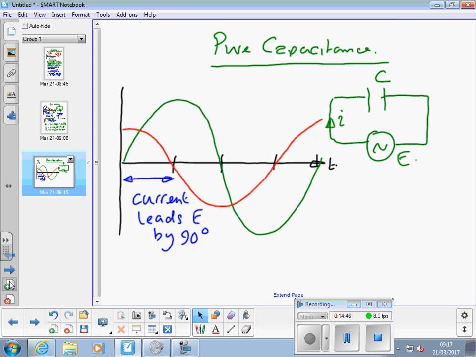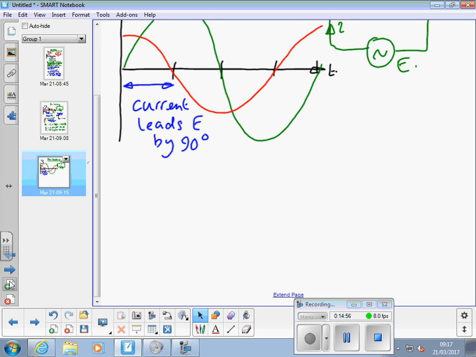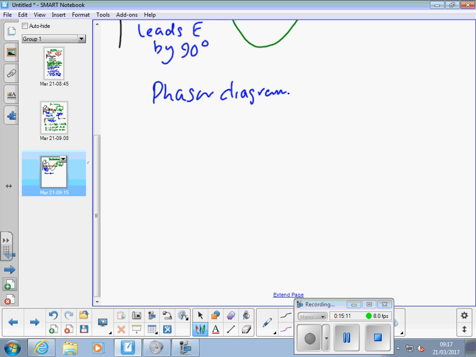Yeah, because it peaks ahead of, in time, the voltage. Phasor diagram. E on the horizontal, 0 degrees. I 90 degrees upwards.